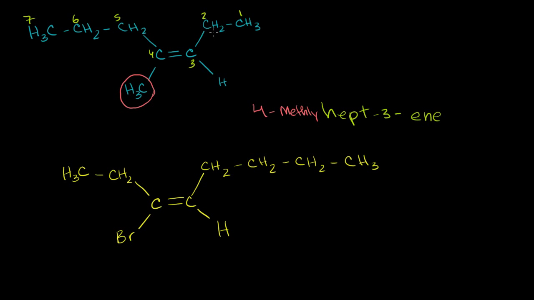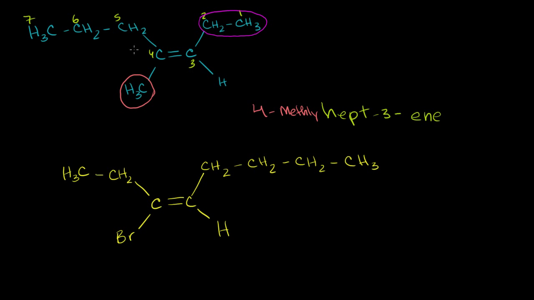And to do that, we first have to identify the higher priority group on each side of the double bond. Let me circle it in magenta on each side. So on the right side of the double bond, we only have one functional group. Right over here, you could view this as an ethyl group. That's pretty obvious. There is no other functional group bonded to the carbon. There's only a hydrogen over here.